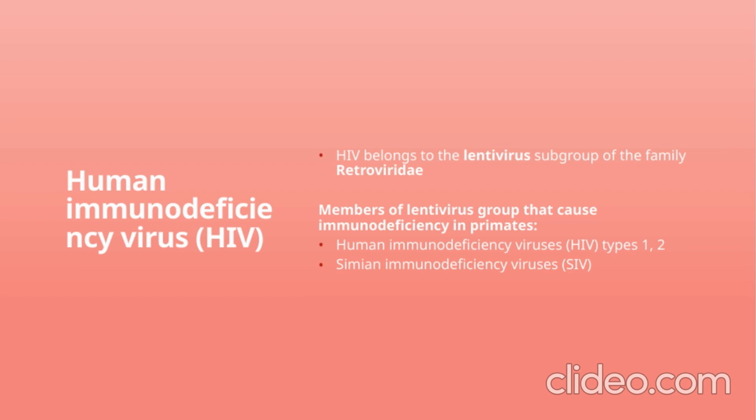There are also simian immunodeficiency viruses, or SIV, which infect primates like monkeys and apes. Interestingly, studying SIV has helped us understand how HIV evolved and how it affects the immune system. So, in essence, the key point here is that HIV is part of this larger family of lentiviruses, many of which can cause serious immune problems in primates, including us. This connection is crucial as we explore how these viruses operate and how they impact health globally.